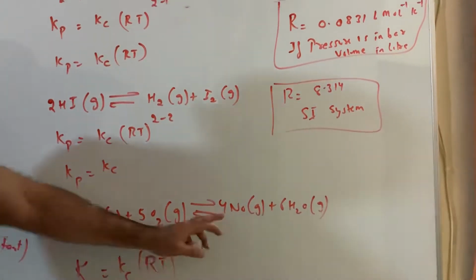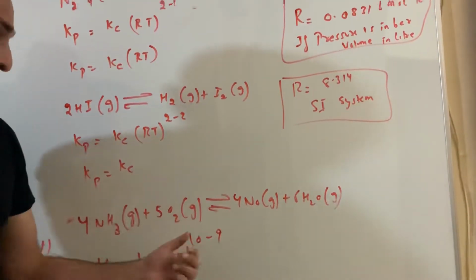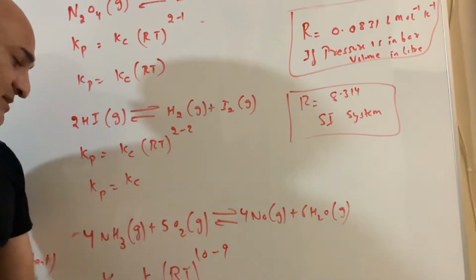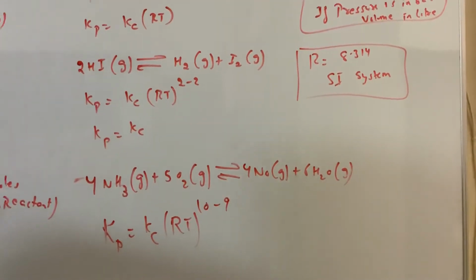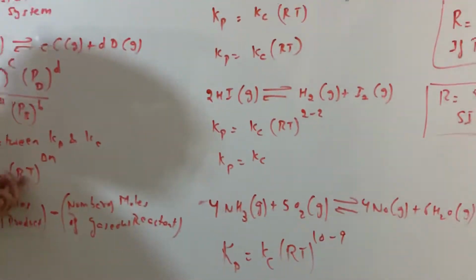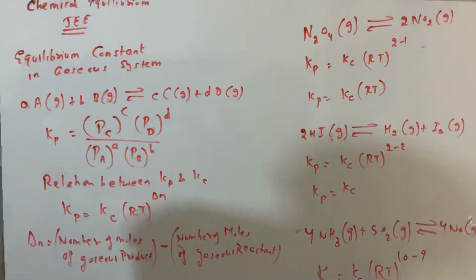Similarly, in this example you see 4 plus 6, 10, and here 4 plus 5, 9. So 10 minus 9. So you get the Kp and Kc relationship like this. Now here they will ask you to find something, so you have to use the value of R. Be careful with the units now.